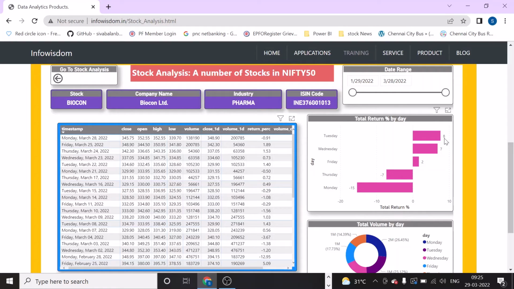So if you are planning to buy, you may take a decision. It is not correct information or wrong information, we cannot be sure, but there is some kind of probability you can have. So if you are willing to buy a Biocon stock, then you can choose Monday rather than any other weekday, because on Monday the return is very poor. At the same time, the next day Tuesday the return is good. So there may be some kind of pattern you can find out from this graph.